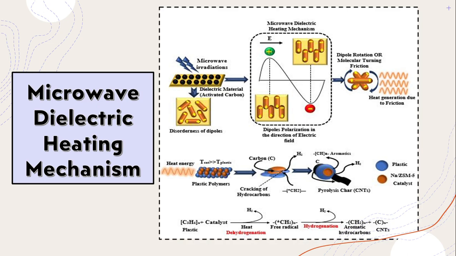We use activated carbon as a dielectric substance that absorbs the microwave radiation and converts it into heat energy. In the interaction of microwave radiation and dielectric material, the electric field directly interacts with the charged particles of the material to generate heat, which causes the displacement of charged particles from their equilibrium position. It involves two mechanisms, dipole polarization and dipole rotation.